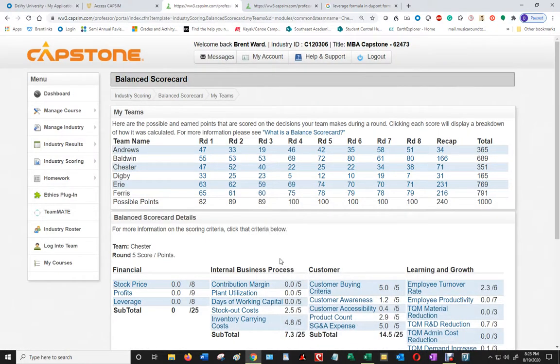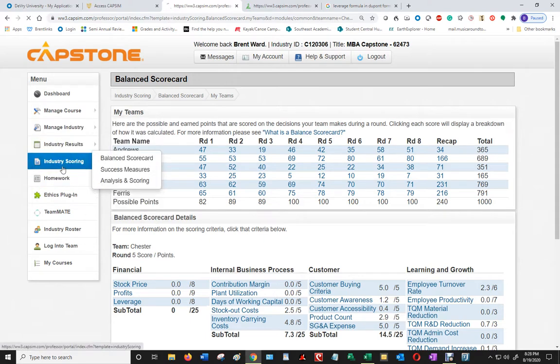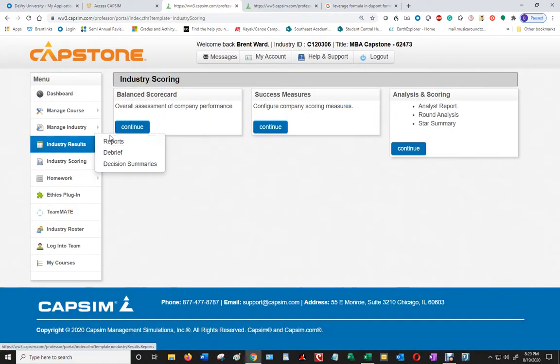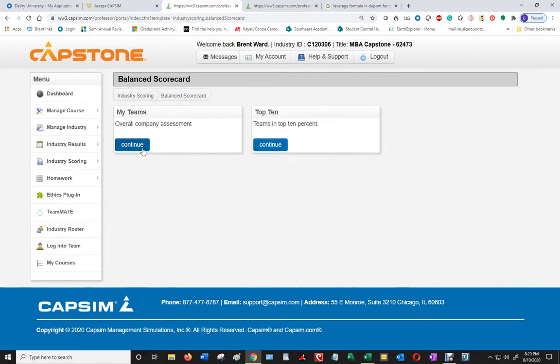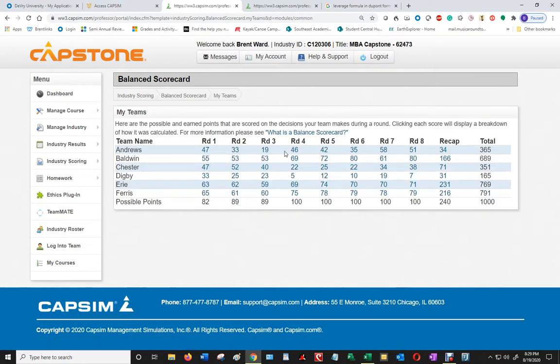Okay, so I want to go over a little more detail on the balance scorecard paper that you have to do for week 7. To start off, you want to go to industry scoring, then balance scorecard and overall company assessment. Now I can see all the teams' balance scorecards, but you probably only see your own for your own team. I'm going to look at Team Chester.